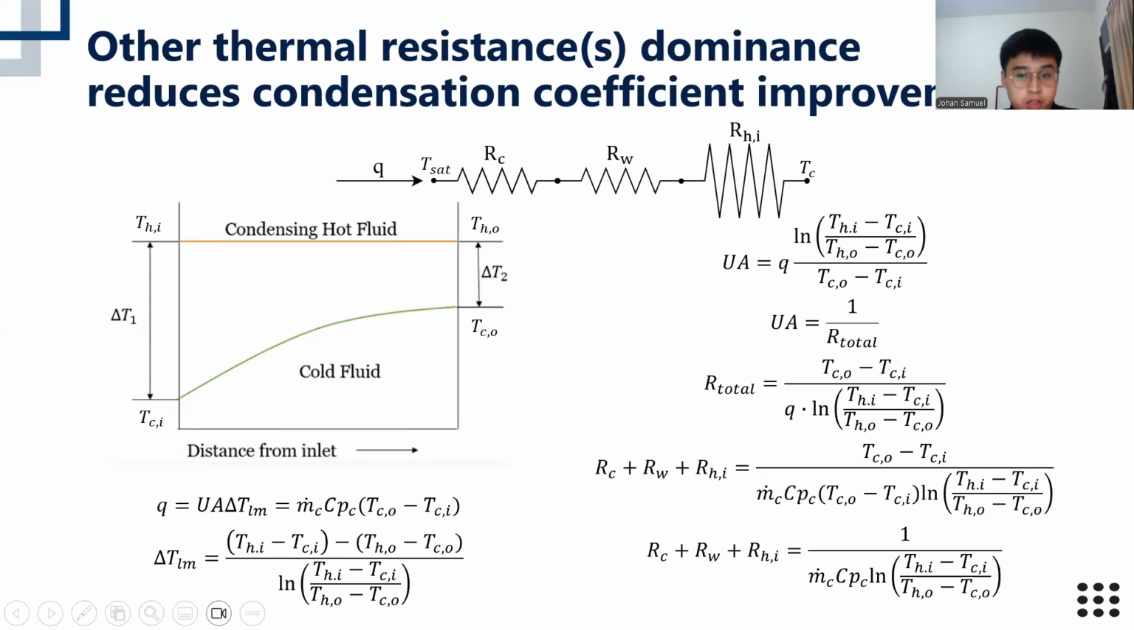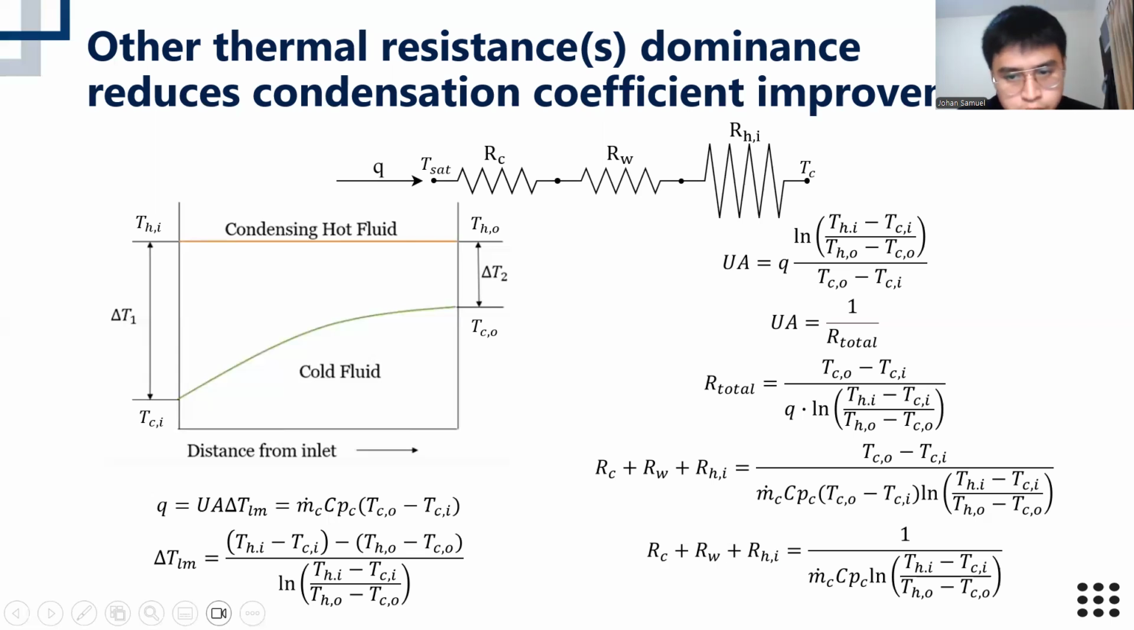Based on the figure at the top, there are three thermal resistances in series, which are due to condensation, RC, conduction through the tube wall, RW, and the internal convection through the internal flow of water, RHI. Heat transfer may be expressed in terms of logarithmic mean temperature difference and in terms of cooling water temperature difference. By rearrangement, the total thermal resistance is related to the outlet cooling water temperature. And note that other properties remain constant, and there is no temperature difference between inlet and outlet condensing hot fluid.